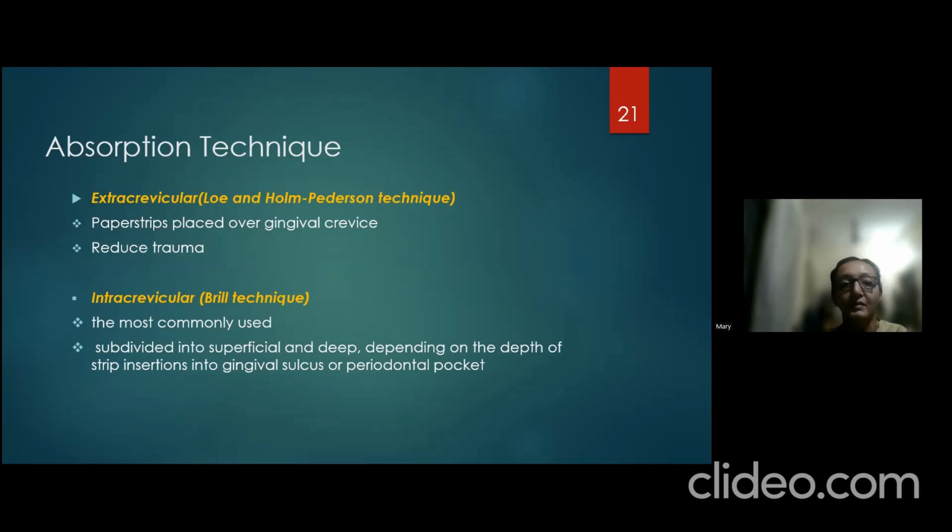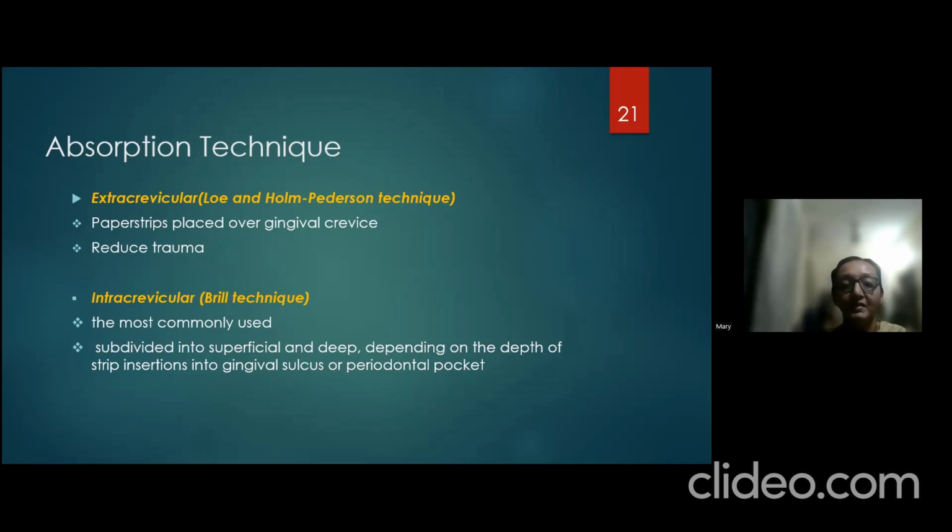The extracrevicular method was first described by Lowe and Holm-Pedersen, and here the paper strips are just placed over the gingival crevice. This is to reduce the trauma. And the intracrevicular method, which is the more commonly used method, again has two subdivisions. That is, there is a superficial method as well as a deep method.